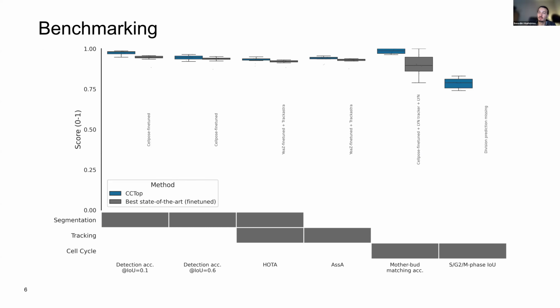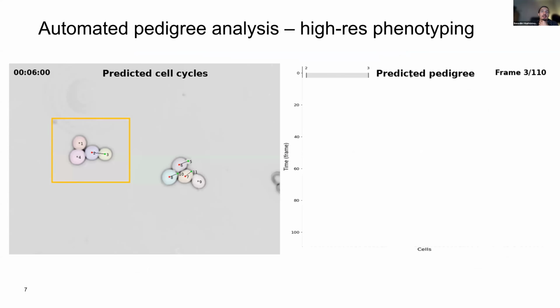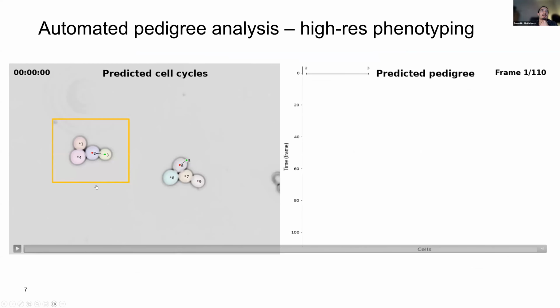And that is even if you take the state-of-the-art methods like CellPose or YeaZ and retrain them on our data set, which is a very, very large yeast data set with the annotations from Cell-ACDC. So we have a method which works well, and this is what the final output looks like. Sorry. I built here the predicted pedigree on the right, and this is just for the left subpopulation, just so you know.